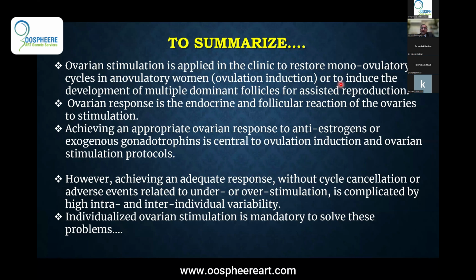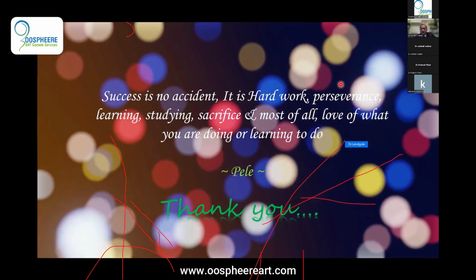However, achieving an adequate response without cycle cancellation or adverse effects like under or overstimulation is basically complicated, because there is intra and inter individual variability, and that is why you need to choose your protocols. You cannot apply one protocol for all or the same gonadotropin dose for all. You need to vary according to the situation. Individualized ovarian stimulation is mandatory to solve these problems. So probably we need to choose our down regulation protocol.